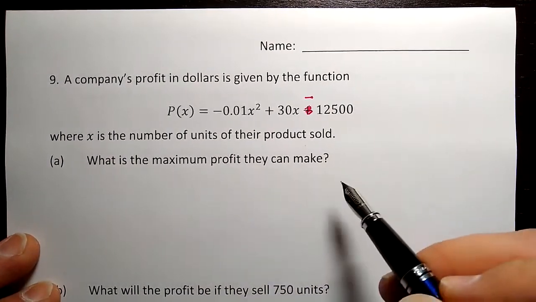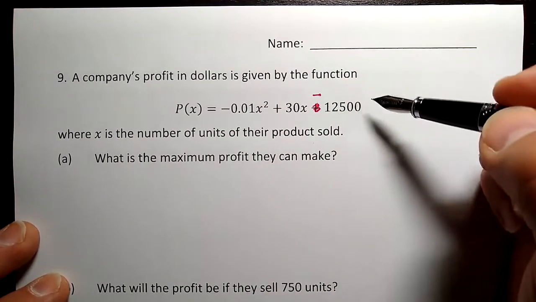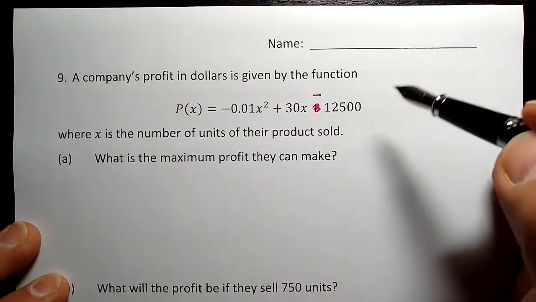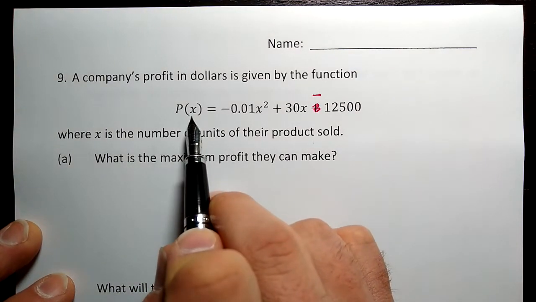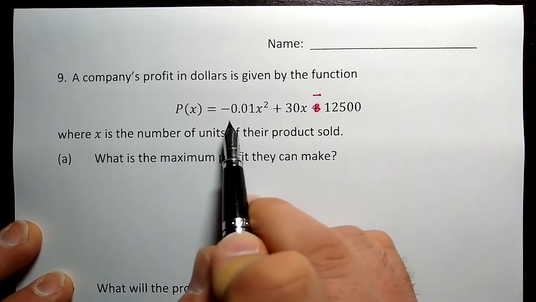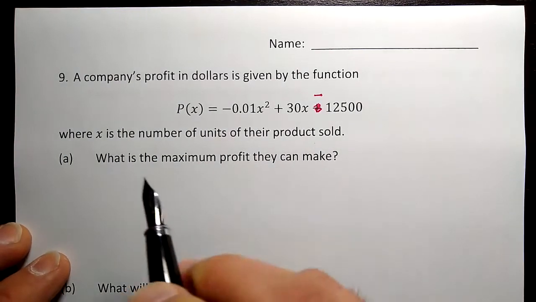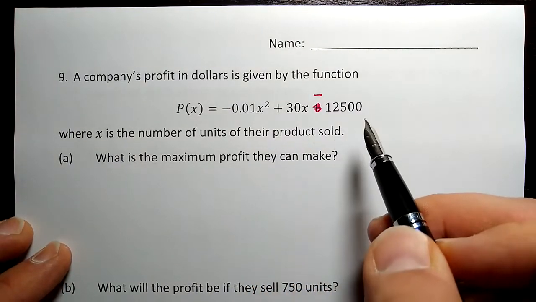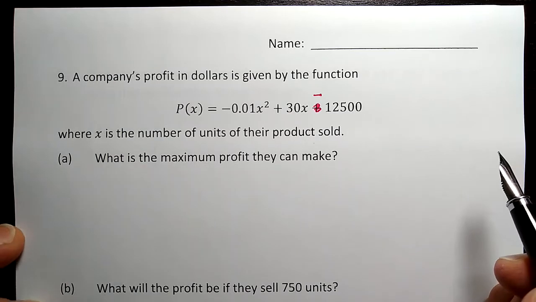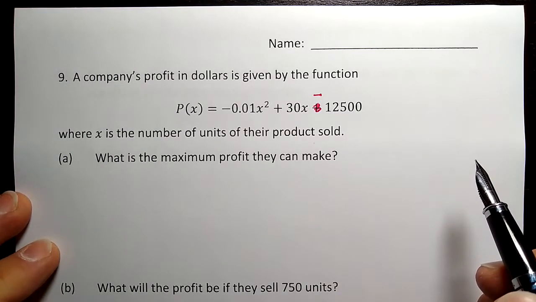So what is the maximum profit that this company can make? Oh, sorry, I should read the question. The company's profit in dollars is given by this equation, where x is the number of units of the product sold. So if you know how many units, you stick that number in for x, calculate this, you'll find the profit for that many units. Essentially, they lose money at the beginning until they've sold enough, but once the number of units gets very high, their costs also increase, and so they're not making money again.